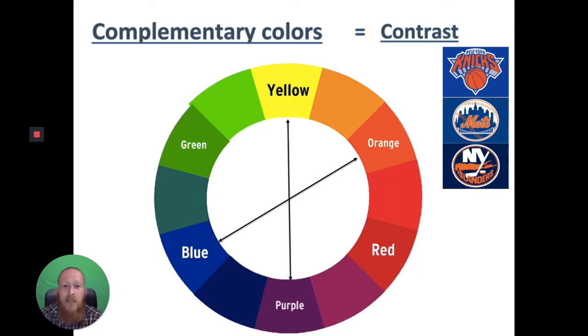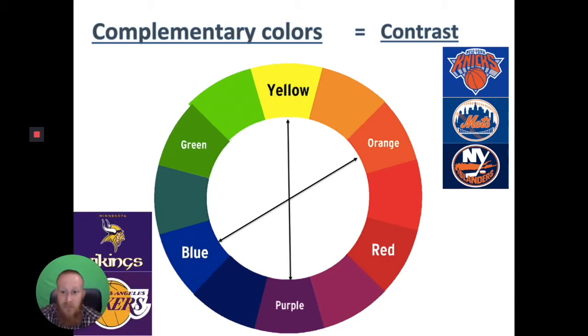Purple and yellow. Now, if you're a sports fan, you probably already knew this because there's a lot of sports teams that use purple and yellow. They use them because they have great contrast. Their jerseys are going to stand out really well. Their logos are going to be easy to see. And let's see if we can think of some at home. I'll give you a few seconds. Sports teams that have purple and yellow. Did you get any of this? The Lakers, the Vikings use purple and yellow. Great contrast. And there's another set of complementary colors.